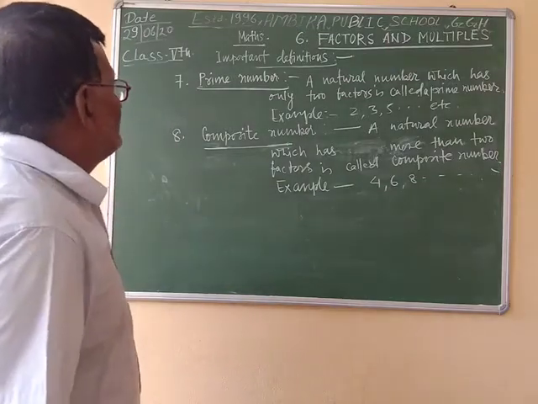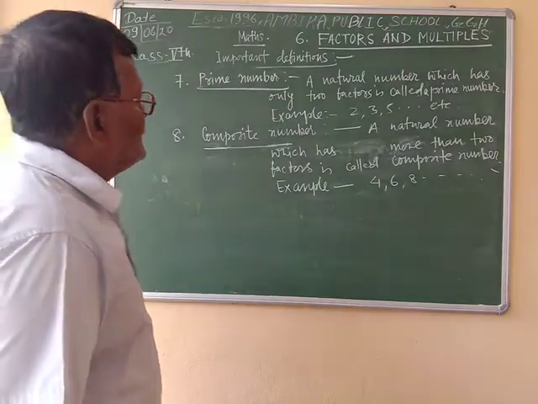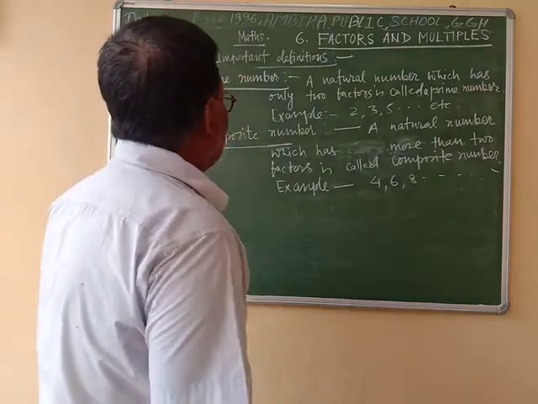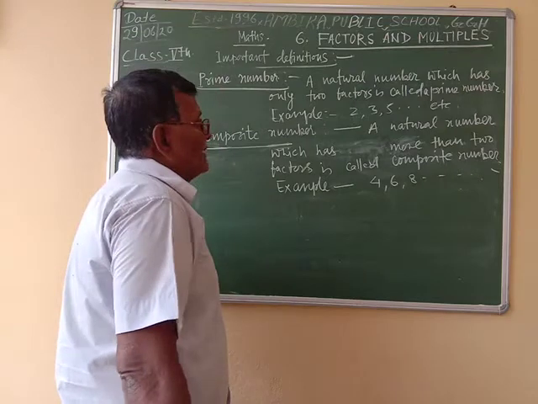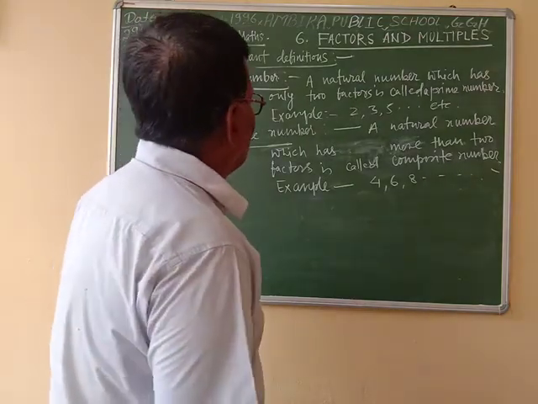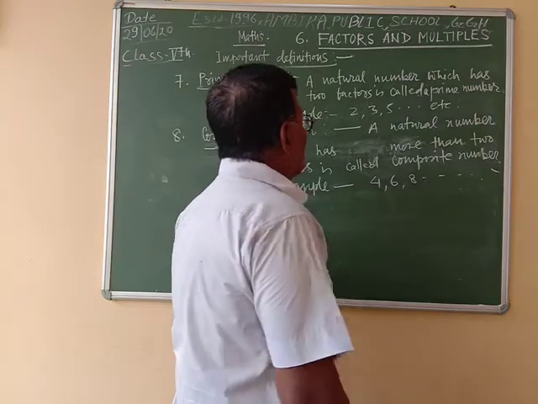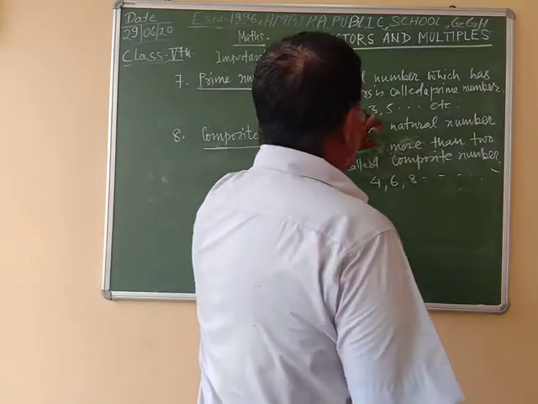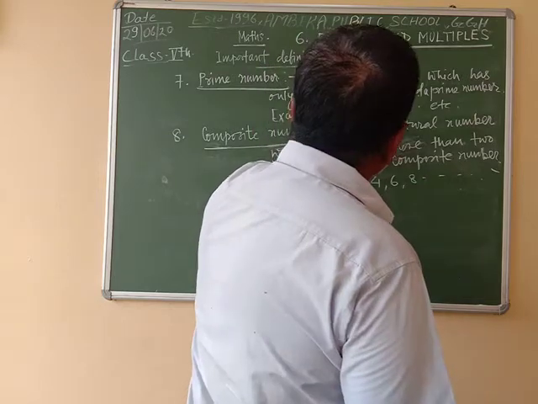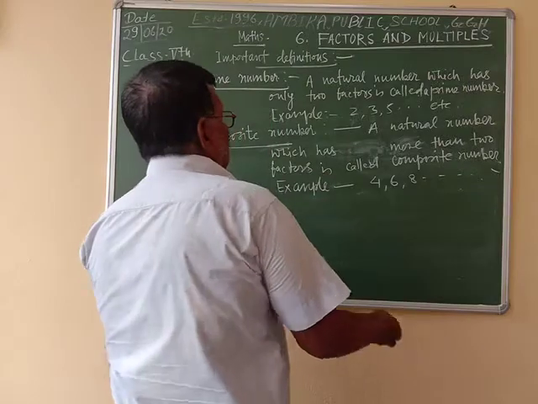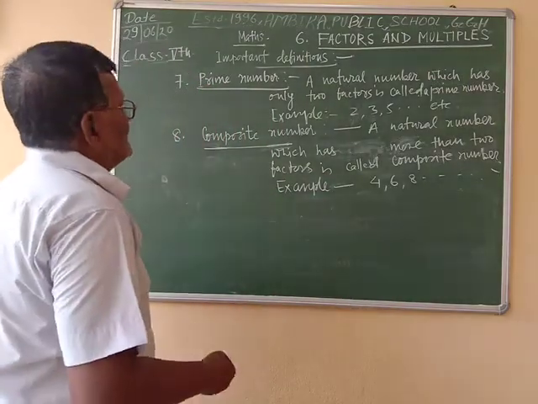And the next definition is prime number. A natural number which has only 2 factors is called a prime number. As for example, 2, 3, 5, etc. are called prime numbers because each has 2 factors. 2 has 2 factors, 1 and 2. 3 has 2 factors, 1 and 3. 5 has 2 factors, 1 and 5. So 2, 3, 5, 7 all are called prime numbers.